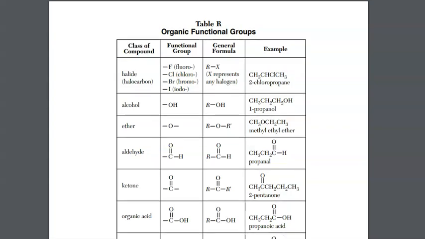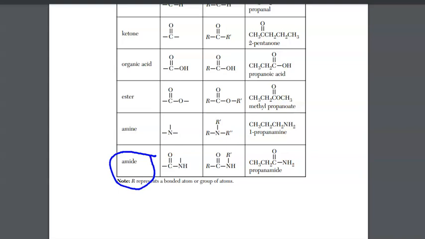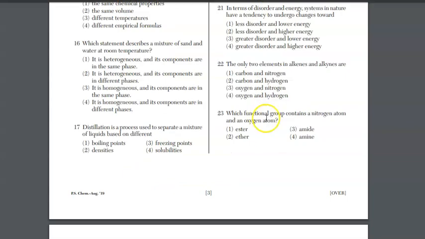We need to scroll down. The last 2 groups contain nitrogen, but if you take a look, the only one that has oxygen is an amide, so that is our answer. And that means then for 23, it is choice 3.